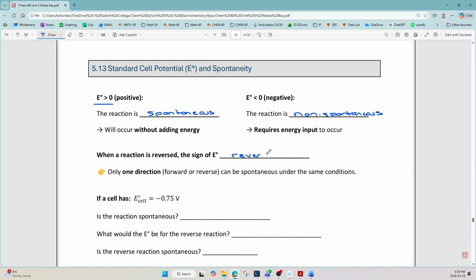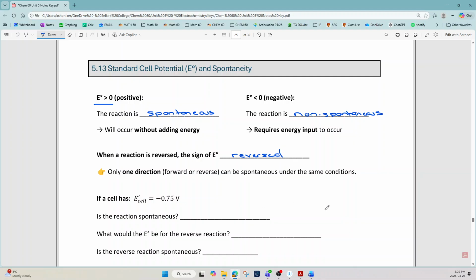Reversed. So only one direction can be spontaneous under the same conditions. When you put an anode and a cathode together that's spontaneous, it's not like it'll go either way, which is why we've been using one-way arrows. It's only going to go the spontaneous direction. But now we are going to reverse it and make it non-spontaneous.